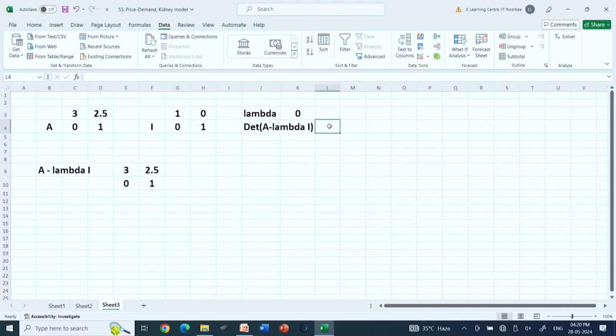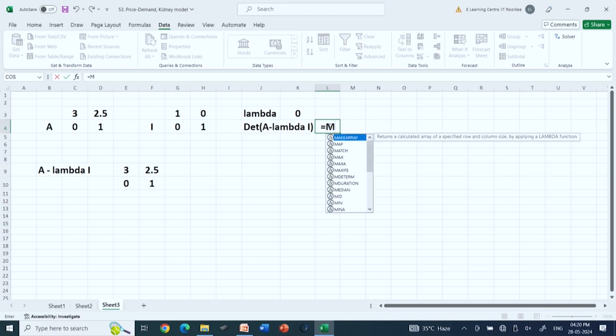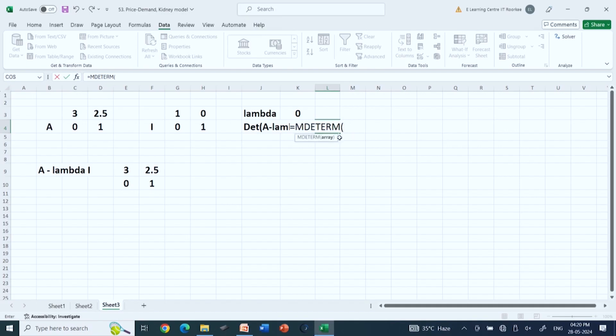So, which is equal to, now for determinant, the formula is you type MDETERM. This is the matrix determinant; it gives the matrix determinant. So you click this. It gives the matrix determinant of this value, A minus lambda I. You close it and enter.